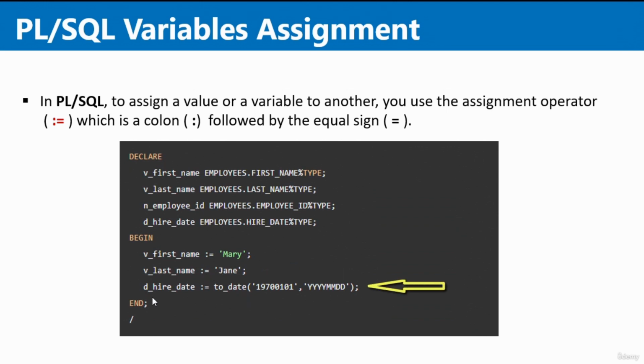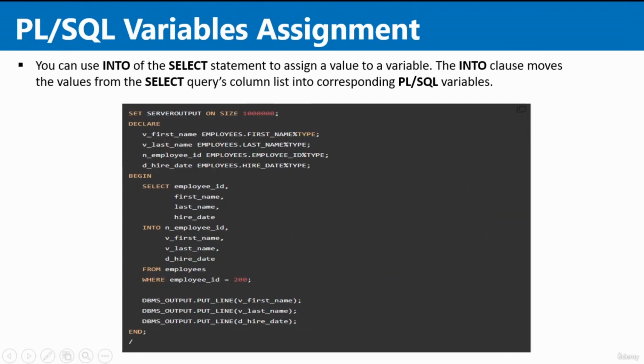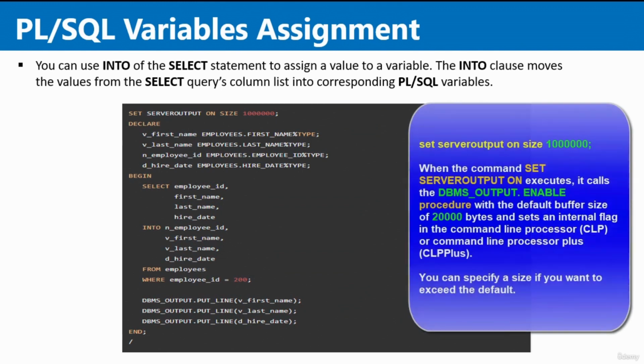Similarly, on this variable called d_hire_date, I'm using the variable assignment. So basically what this is going to do is assign this function, which is called to_date, and this is the value of the function. We are going to assign this to this variable called d_hire_date.